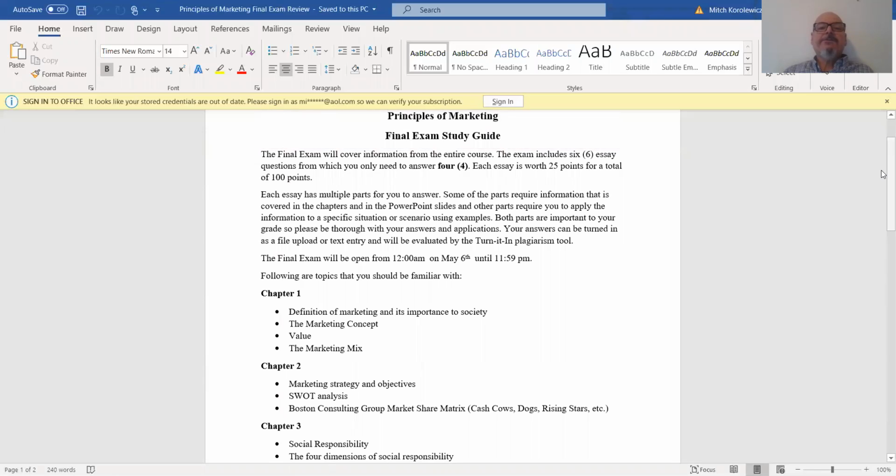specific attention to. Remember that this final exam is comprehensive, but it's worth and weighted the same amount of points as the other 3 exams. It's worth 100 points. So let me stop sharing this document.